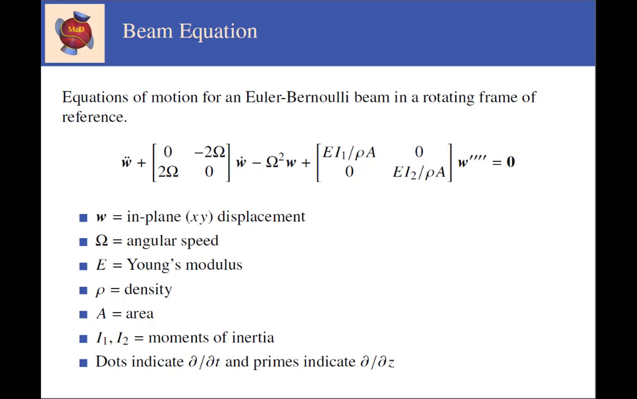Rho is the material density. A is the cross-sectional area. I1 and I2 are the principal moments of inertia for the cross-section. And dots indicate time derivatives, and primes indicate differentiation with respect to z. We're looking for non-trivial solutions of this system.